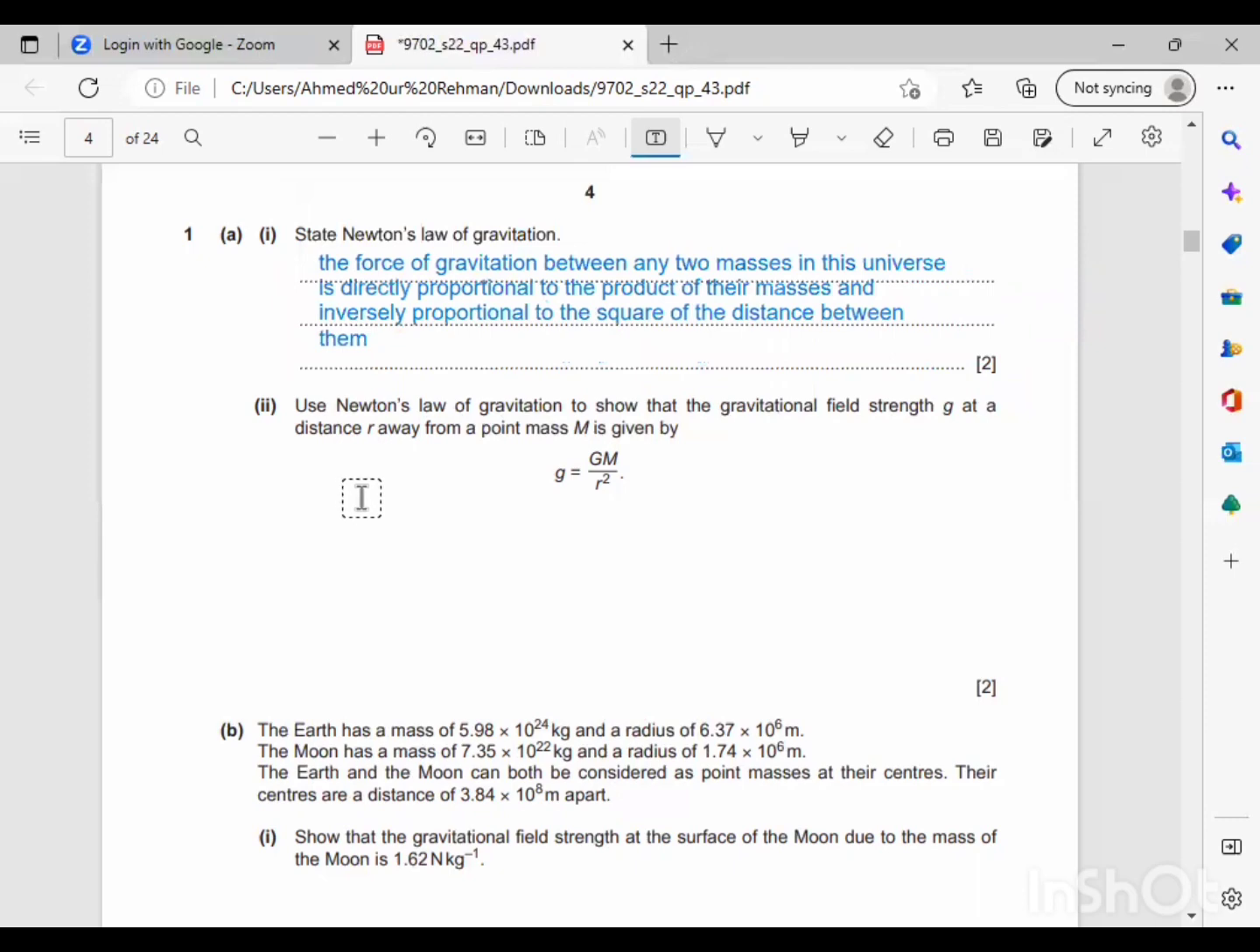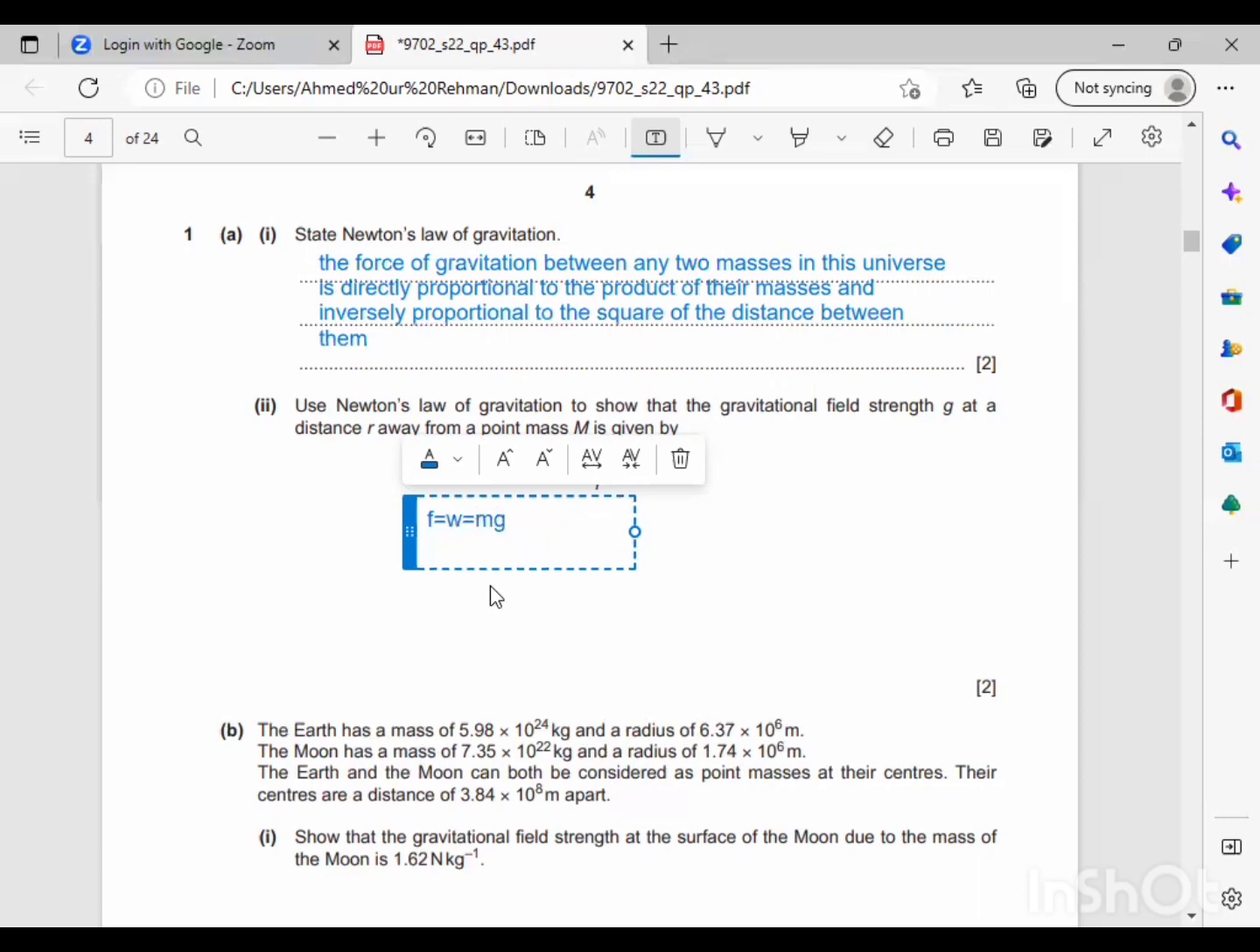In the next part, they're saying use Newton's law of gravitation to show that the gravitational field strength g at a distance r away from a point mass m is given by the formula. They have given you the formula and they're asking how it is derived. If you talk about force, one force is Newton's law of gravitation, the gravitational force, and the other force that applies everywhere is your weight, which is equal to mg.